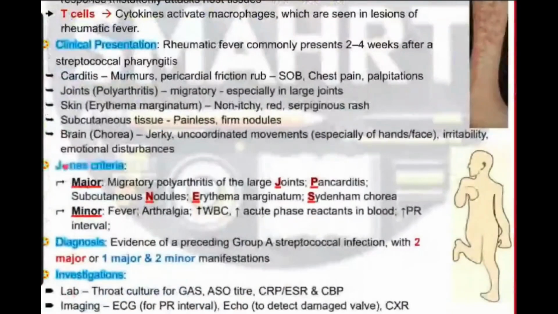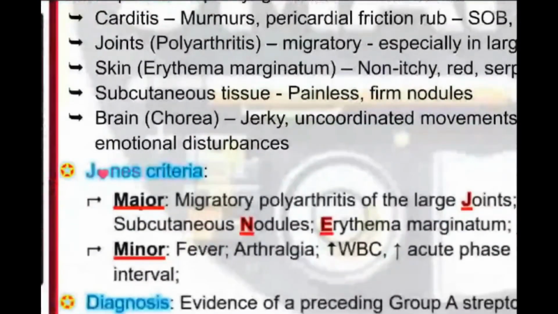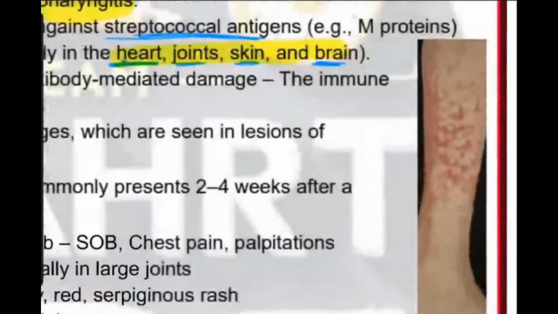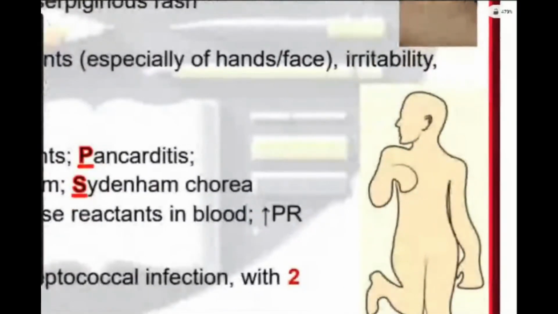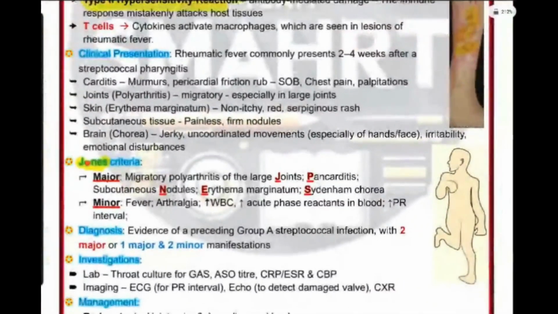What will you see in rheumatic fever? The Jones criteria. J for joints, O for heart, that is carditis, N for nodules, subcutaneous nodules, E for erythema marginatum, S for Sydenham's chorea. Erythema marginatum, as you can see here, is a non-tender erythema with a serpentinous pattern. This is erythema marginatum, and this is Sydenham's chorea. See, abnormal involuntary movement, Sydenham's chorea.